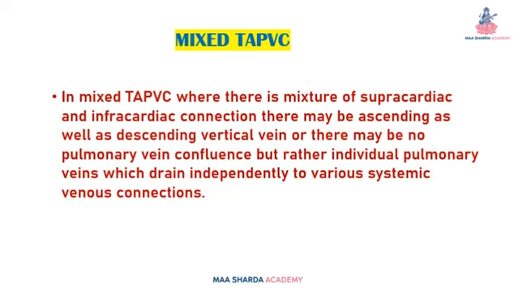In mixed TAPVC, there is a mixture of supracardiac and infracardiac connection. There may be ascending as well as descending vertical veins, or there may be no pulmonary vein confluence, but rather individual pulmonary veins which drain independently to various systemic venous connections can be seen.